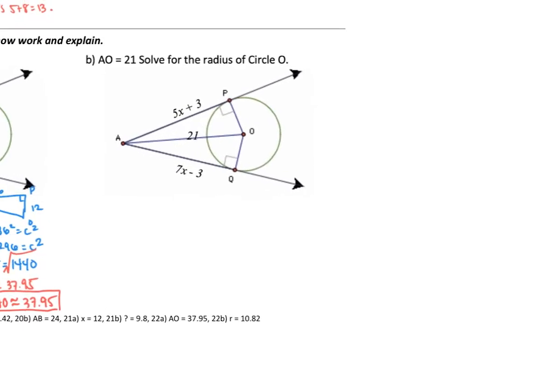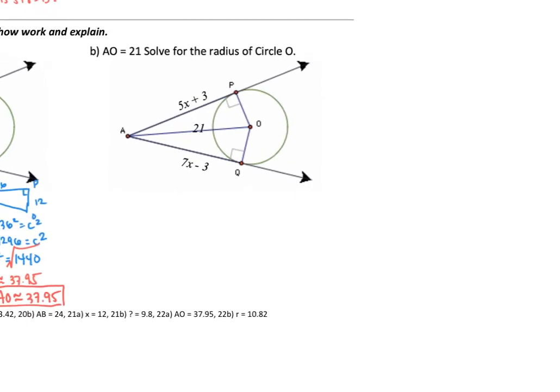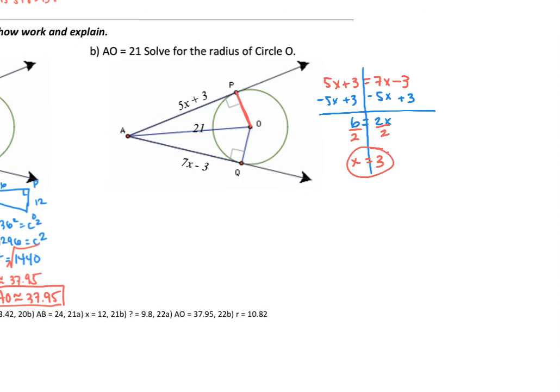All right, let's look at part B. So this one we're solving for the radius of the circle, which is right here. And we're actually given AO, but we're going to use the same theorem, the tangent segments theorem, to solve for x. So I'm going to subtract 5x and then add 3. So 2x equals 6 and divide by 2. So x equals 3. And then we're just going to plug it in here. So 5 times 3 plus 3, that's going to be 18.